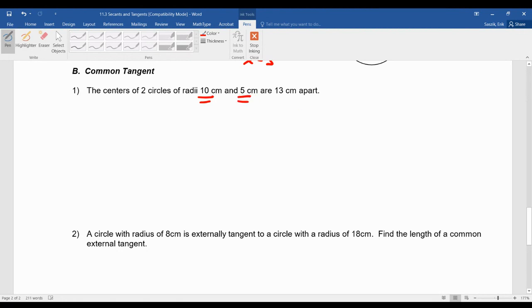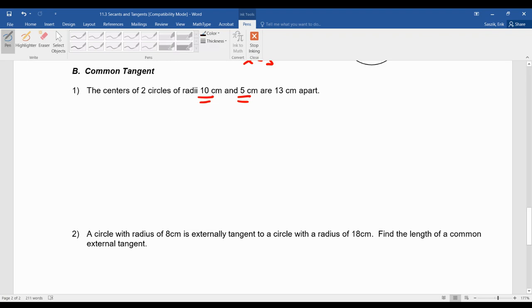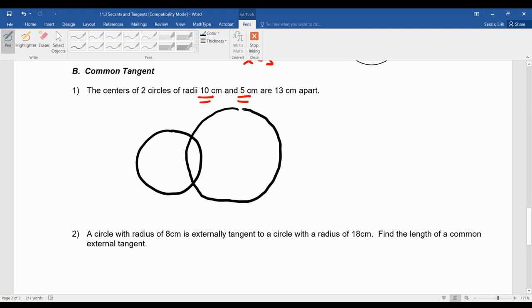So if the radii are 10 and 5, how are we going to draw these circles? Do we draw these circles with a gap in between them? Do we draw them just touching each other, or do we draw them overlapping? I hope you realize quickly, if the radii are 10 and 5 and the centers are 13 centimeters apart, we have to draw them overlapping. And that's what I'm going to do here. Okay, so there's my circles, and you always want to connect the centers. Always connect the centers.